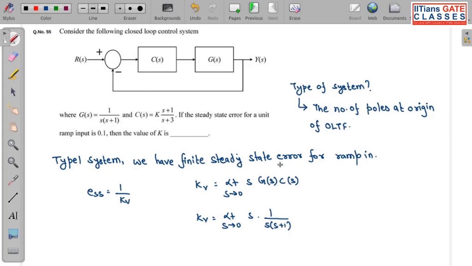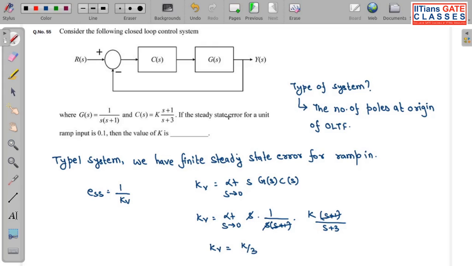So this is a type 1 system, you can see, so that is why we will be having a finite amount of error. So k by s plus 1 into s plus 3. Okay, so this s plus 1 gets cancelled, this s gets cancelled. So your kV, the velocity error constant, comes out to be k by 3. Okay, k by 3.